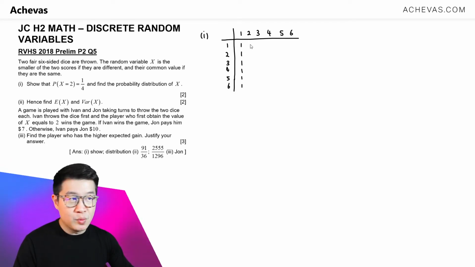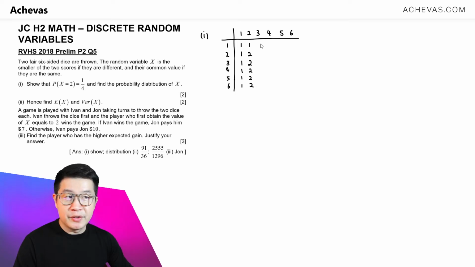So 1 and 2, we will be taking the smaller of the two scores. It is going to be 1. 2 and 2, it is going to be the same value, so it's going to be 2. And for this, I will take the smaller of the two values, it is going to be 2. This is also going to be 2, 2, 2.